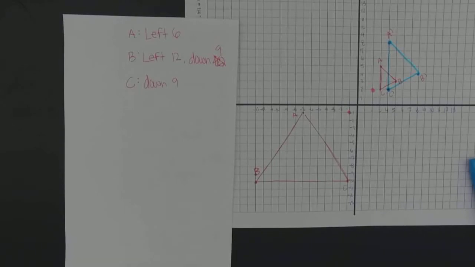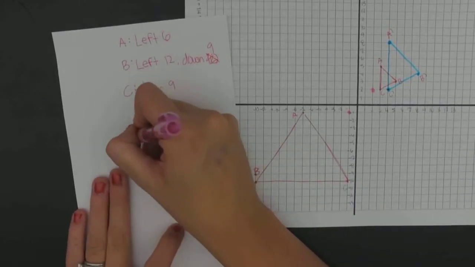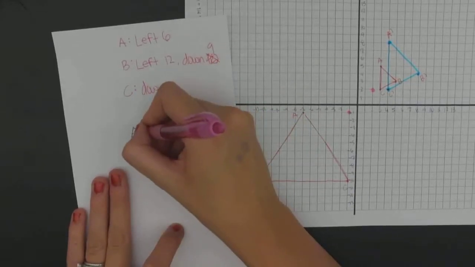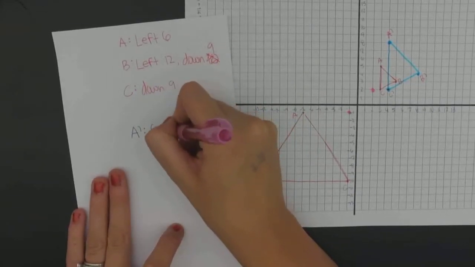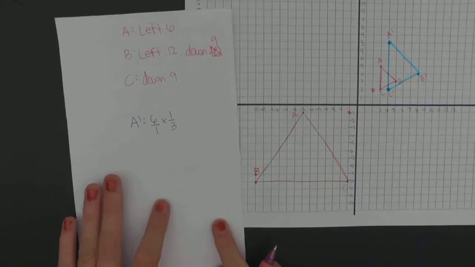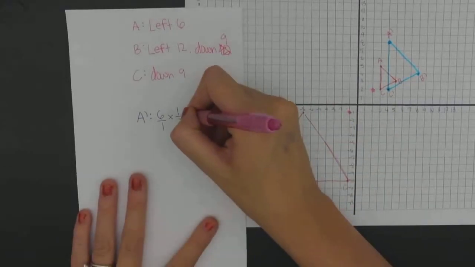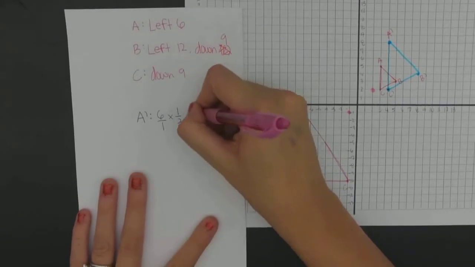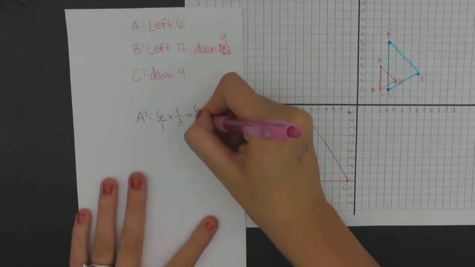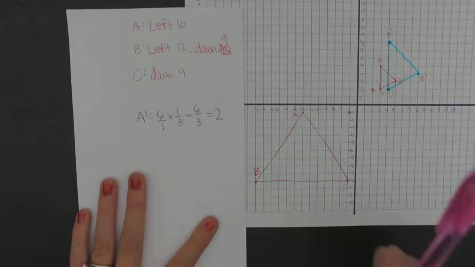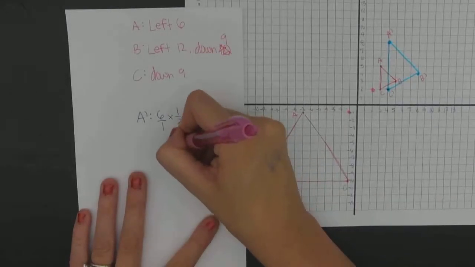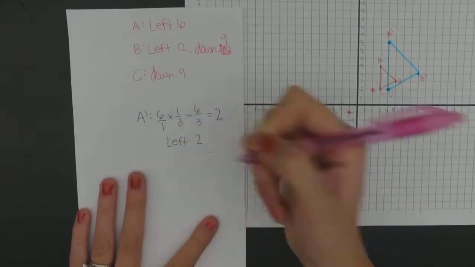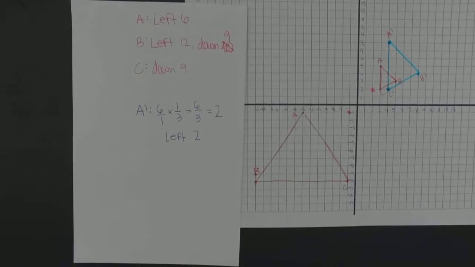Now I'm just going to multiply them by my scale factor. In this case, we said our scale factor was 1/3. Okay, so let's start with A. To get to A prime, I went left 6, so I'm going to multiply 6 times 1/3. When multiplying by a fraction, I write my whole number over 1, so then I can just multiply straight across. 6 times 1 is 6. 1 times 3 is 3. 6 over 3 simplifies to 2. So I'm going to go left 2 from my center of dilation, and that'll get me my point.